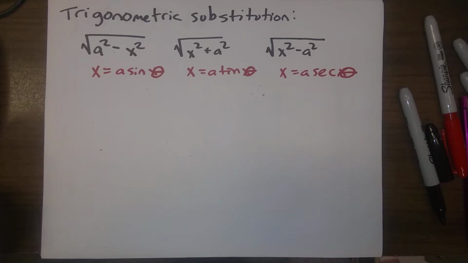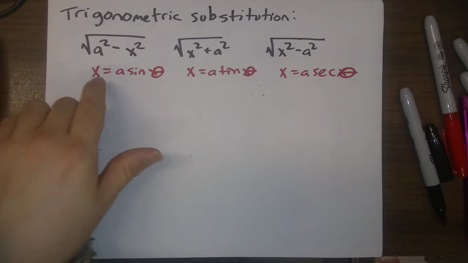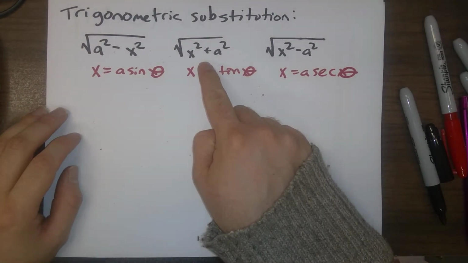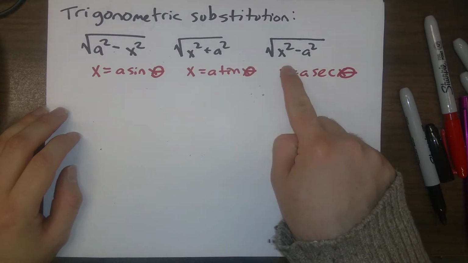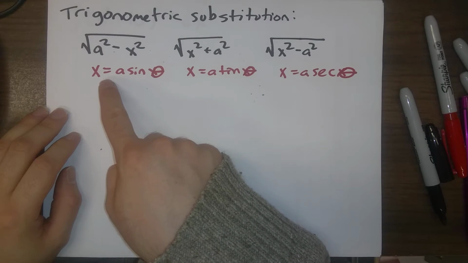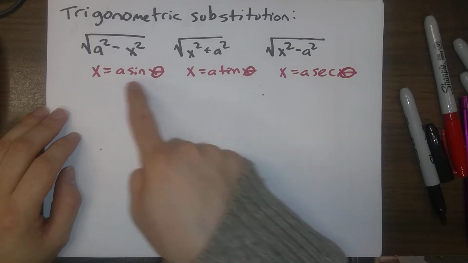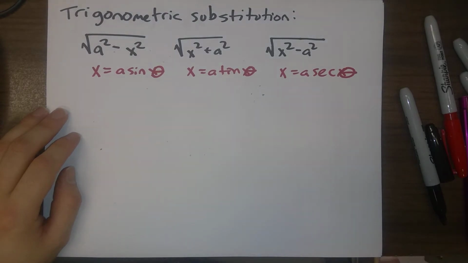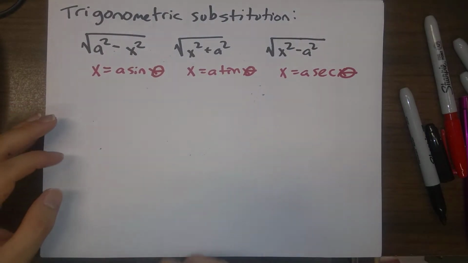The next method to think about is trigonometric substitution. If you see a square root of a squared minus x squared, or a square root of x squared plus a squared, or a square root of x squared minus a squared in your problem, you should think about substituting x as a sine theta, or x as a tangent theta, or x as a secant theta. And so you have to be careful.